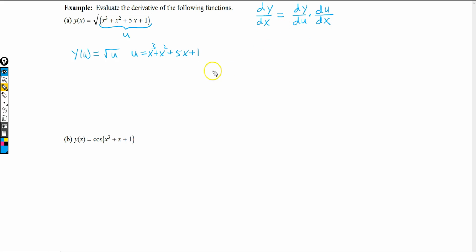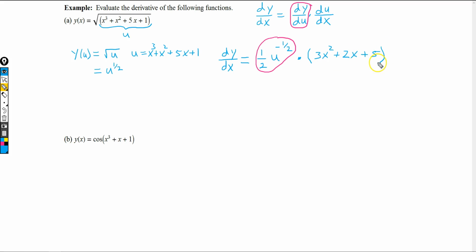Now, following this rule, dy dx will then be the derivative of this with respect to u. Now keep in mind this is u to the 1/2. So the derivative of this with respect to u is going to be, all right, just drop the 1/2 down, subtract 1 from the exponent. So this part right here, this is your dy du. Now we have to evaluate du dx. And so we just have to differentiate this with respect to x. And so this is the du dx. So we have this piece right here matching up with our du dx.